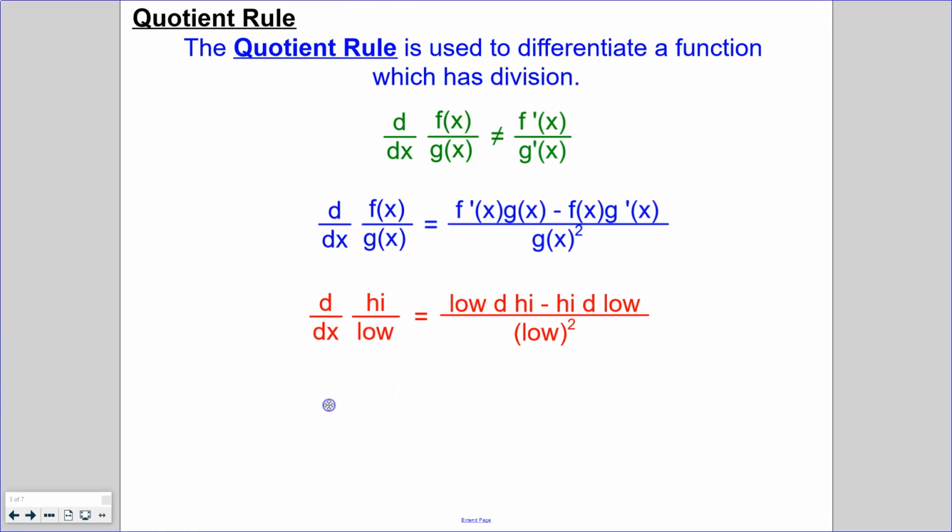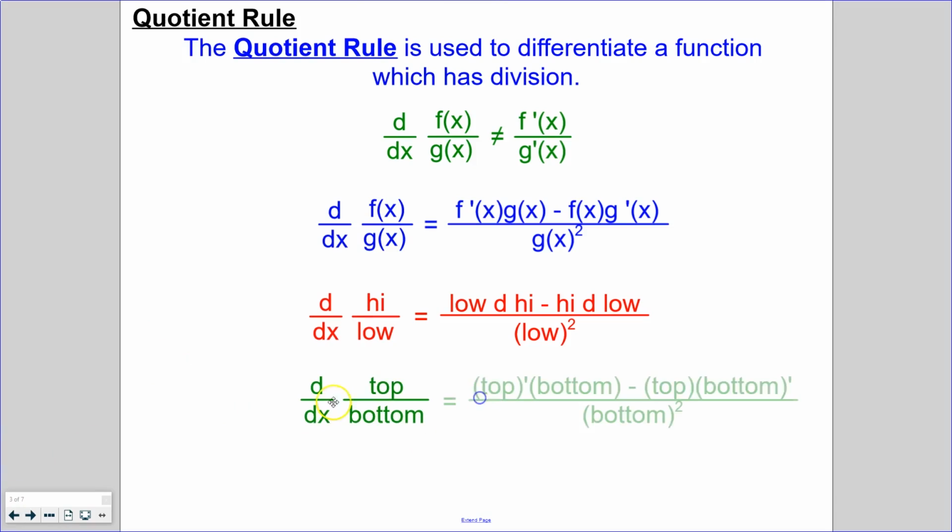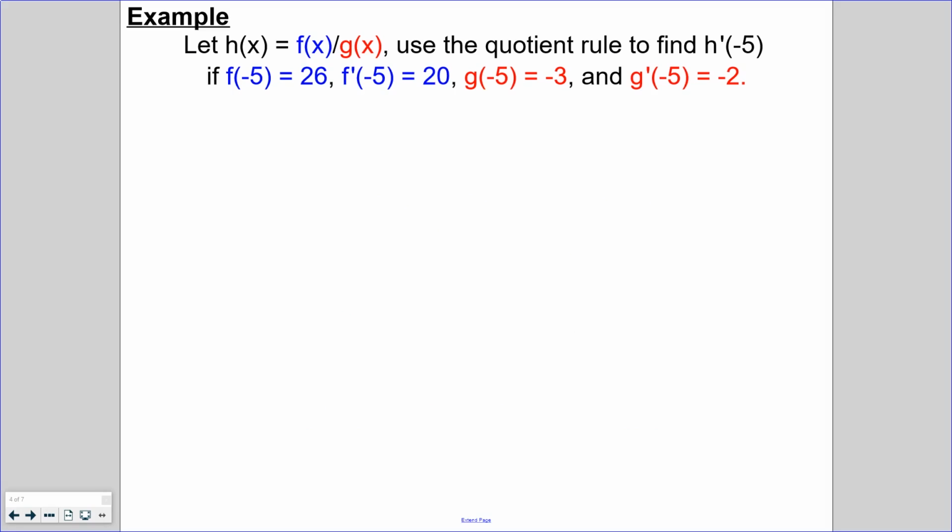Personally, I like to think of it as the derivative of the top divided by the bottom. So I like to have it d over dx times top over bottom, and that is equal to the derivative of the top times the bottom minus the top times the derivative of the bottom all over the bottom squared. So again, whichever one of these works best for the way your brain works, please feel free to use whichever one you prefer. Now let's take a look at an example.